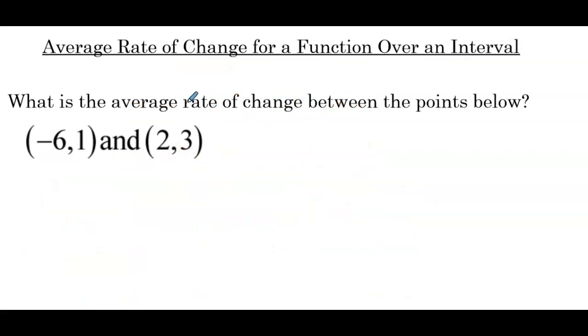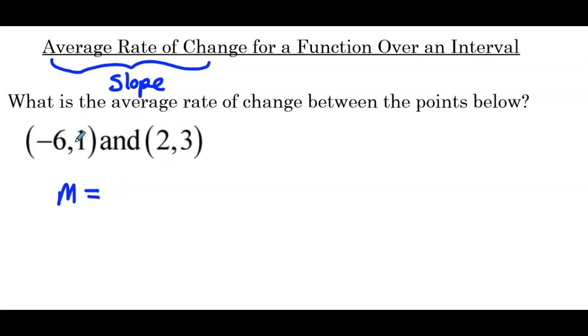Now the average rate of change. If you remember when we did that earlier, the average rate of change was just another way to say slope. So what we're going to do is find the average rate of change of a function over a given interval. So that will tie in the idea of average rate of change, or finding slope, with our new function notation. So to start us up, what is the average rate of change between the points below? So the points are negative 6, 1 and 2, 3. So the average rate of change is the slope.